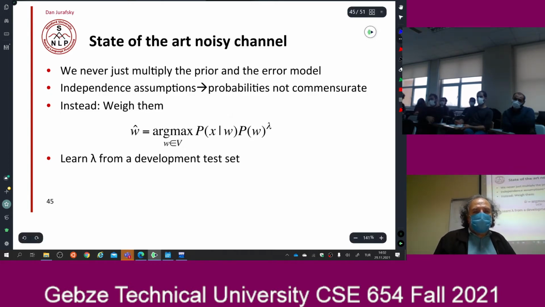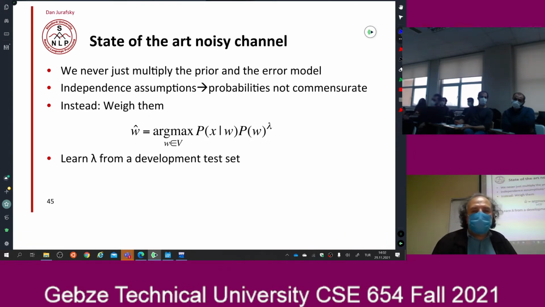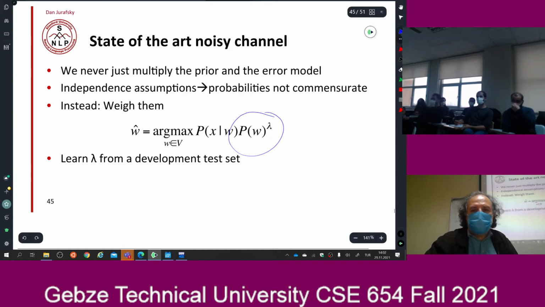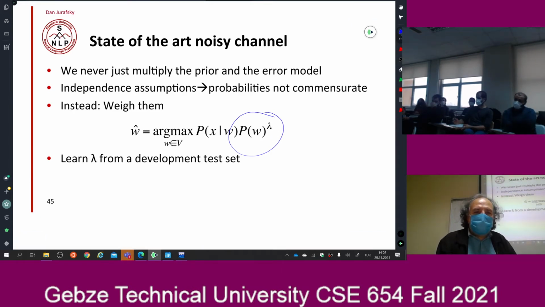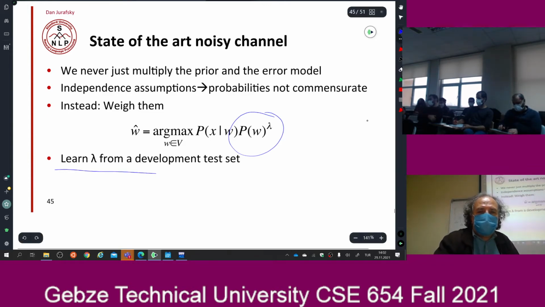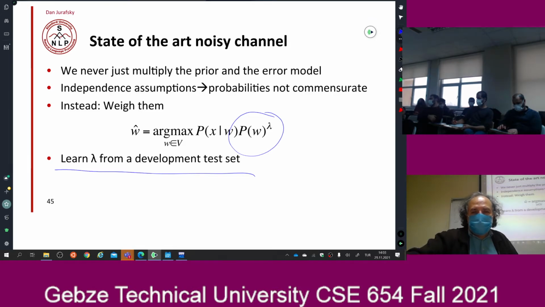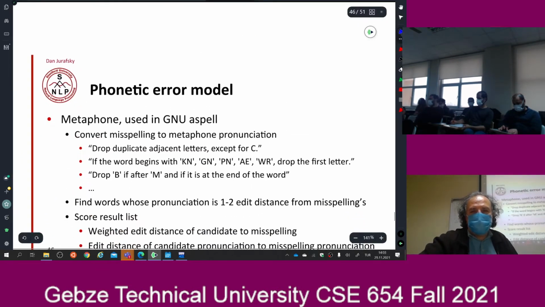Remember this one? We said that we measure the probability of making the error and the probability of that sentence, and sometimes we don't trust our model much. That's why we put a lambda at the top, and lambda depends on the person, depends on the development set. So from time to time we can play with this model too.